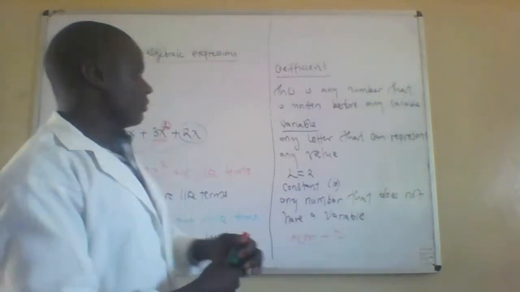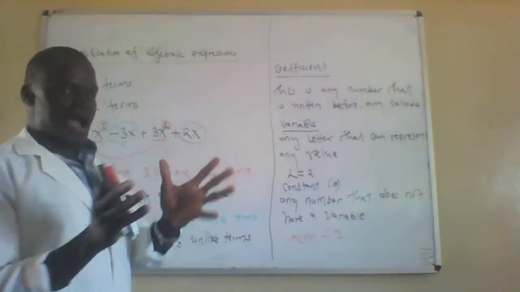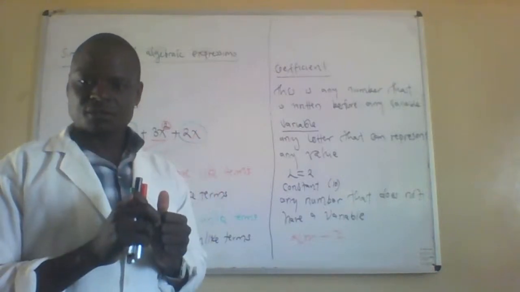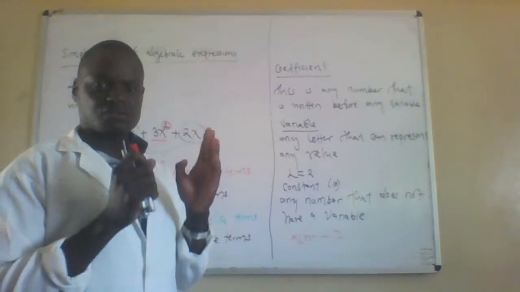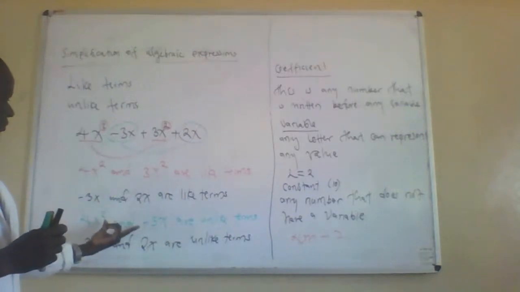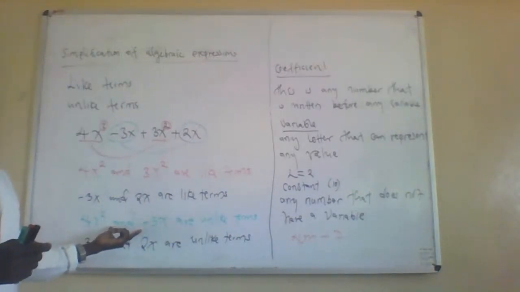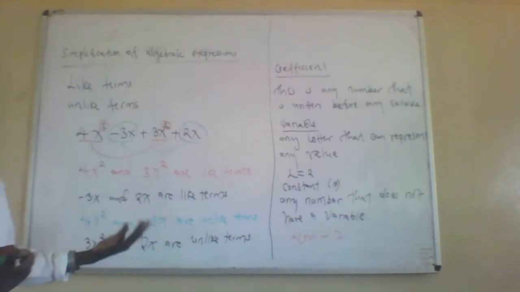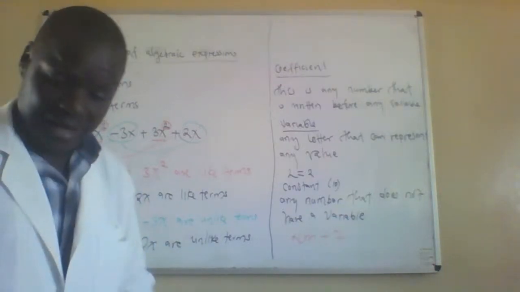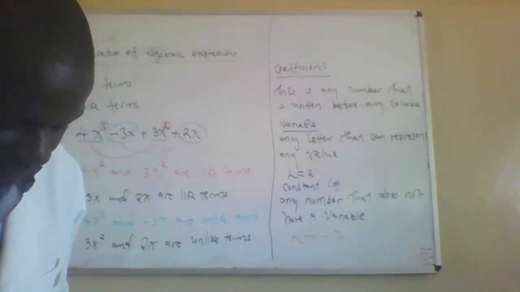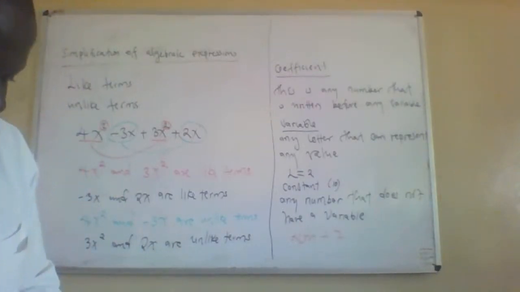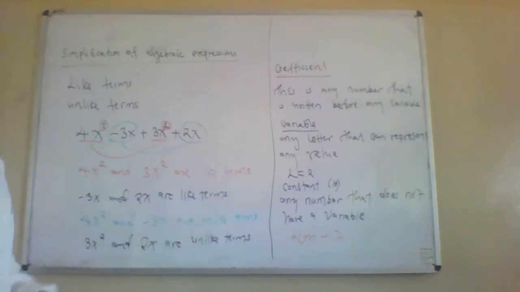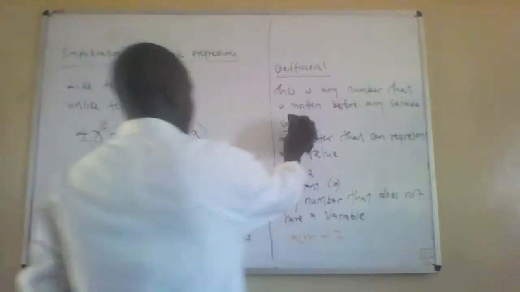Because when we will be simplifying, we'll be adding or subtracting those terms that are called like terms. When it comes to simplification, we'll be dealing with those terms which we identify as like terms. We cannot add or subtract the terms which are not like. All right. With all that said, we can move to the next step and look at the examples.